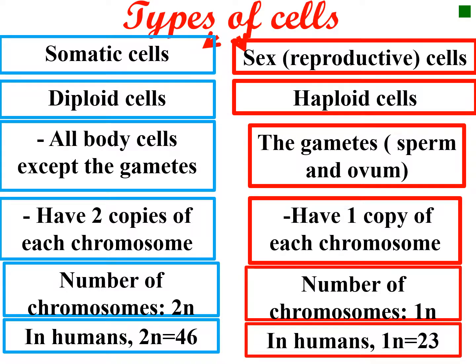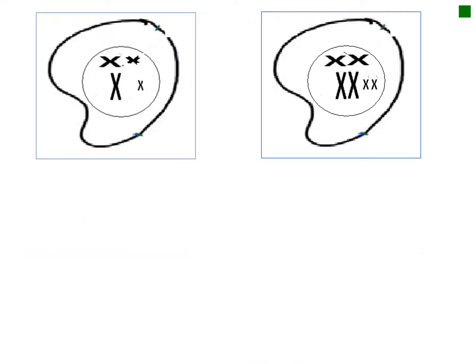They are only the gametes, the sex cells, which are sperm and ovum. Somatic cells have two copies of each chromosome, while sex cells have one copy of each chromosome. The number of chromosomes in the somatic cell is 2n, while in the sex cell it is 1n. In humans, 2n is equal to 46, while in human sex cells 1n is equal to 23.